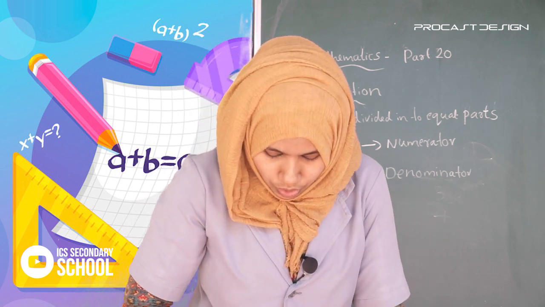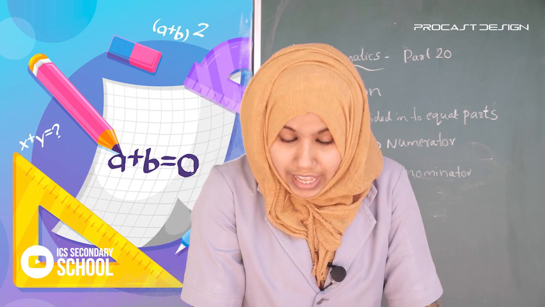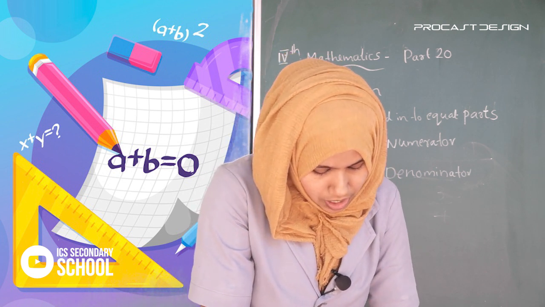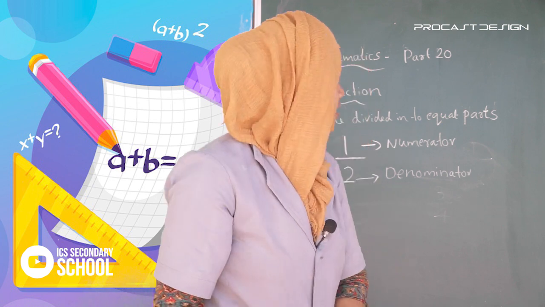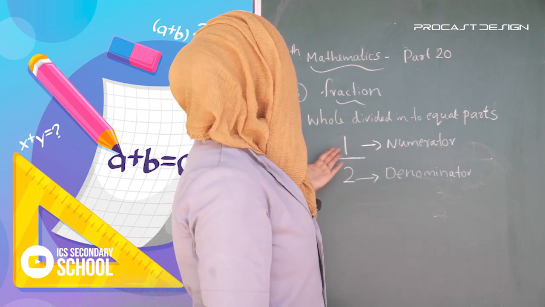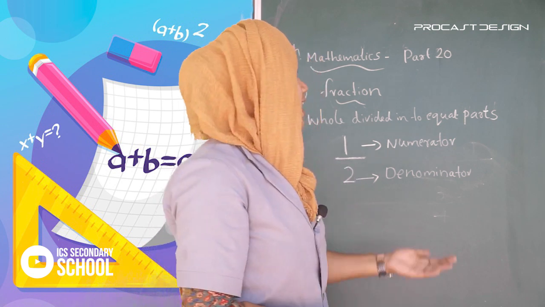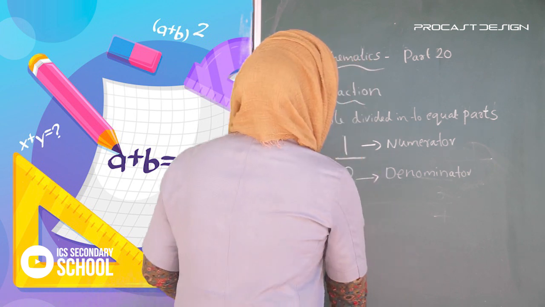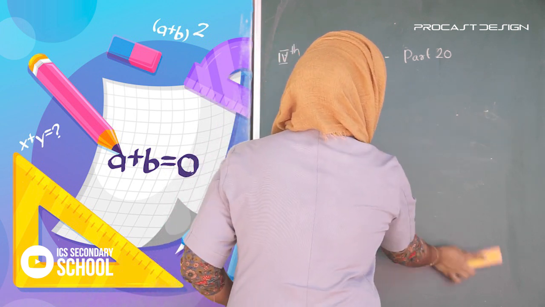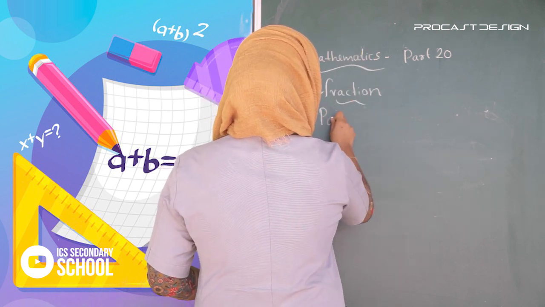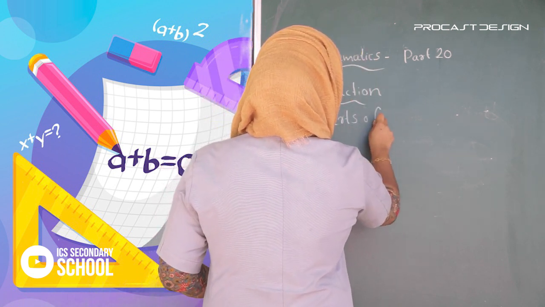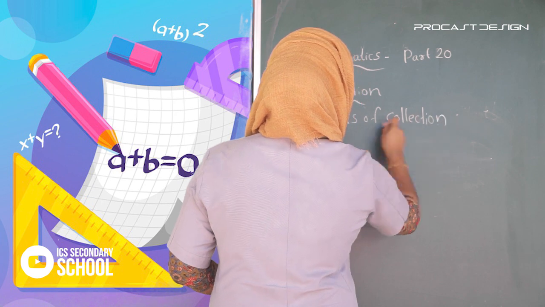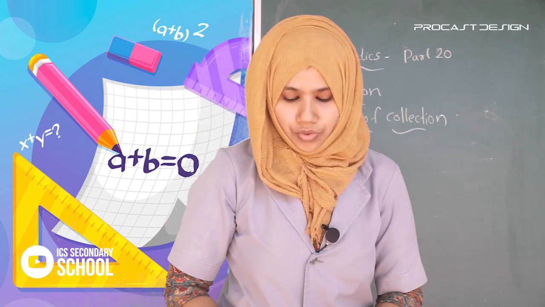fraction. Okay, so page number 67, you can see a picture, one whole shape, equal parts of whole shapes. Okay, so in a fraction, the number above the line is numerator and below the line is denominator. Is it clear? So next is parts of collection.